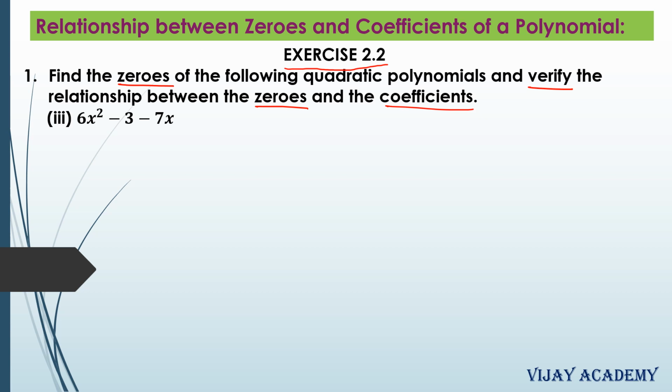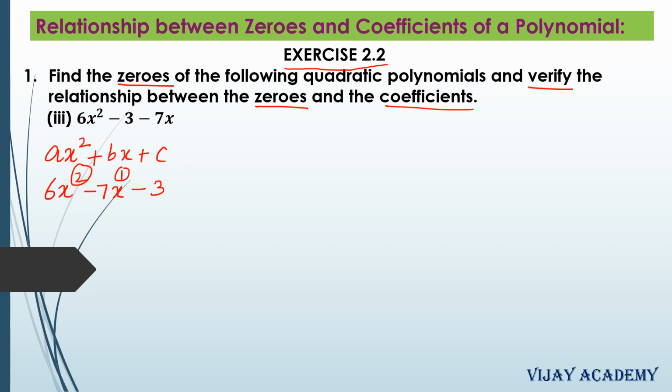For that, first we need to write the given polynomial in the standard form. As we know, the standard form of the quadratic polynomial is ax square plus bx plus c. We need to write the exponents in the decreasing order. But here the exponents are not written in the decreasing order. So let us write 6x square in the first place, minus 7x in the second place and minus 3 in the third place, so that we get the decreasing order of the exponents, that is 2, 1 and 0. So this is the decreasing order of the exponents.